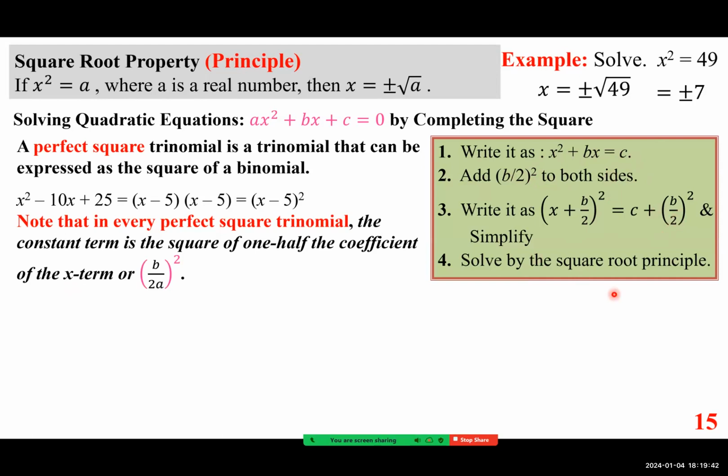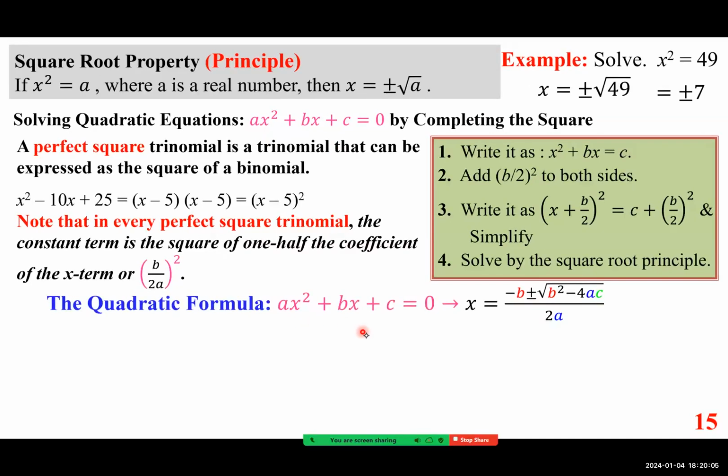Now, what I want to add is to always carry the sign of b over 2. Because b over 2 is negative, that's what you get here. If it's positive, that's what you get over there. Now, what if it's ax squared? You do the same thing. You take the c to the other side and you divide everything by a. So that's the methodology.